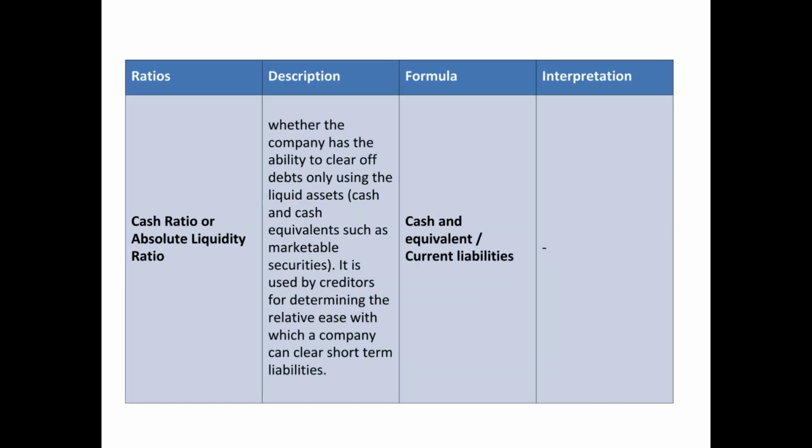Now we have the cash ratio or absolute liquidity ratio. This is the most conservative liquidity measure. The description says it checks whether the company has the ability to clear off debts only using the liquid assets, cash and cash equivalents, such as marketable securities. It is used by creditors for determining the relative ease with which a company can clear short-term liabilities. The formula is cash and equivalent divided by current liabilities.